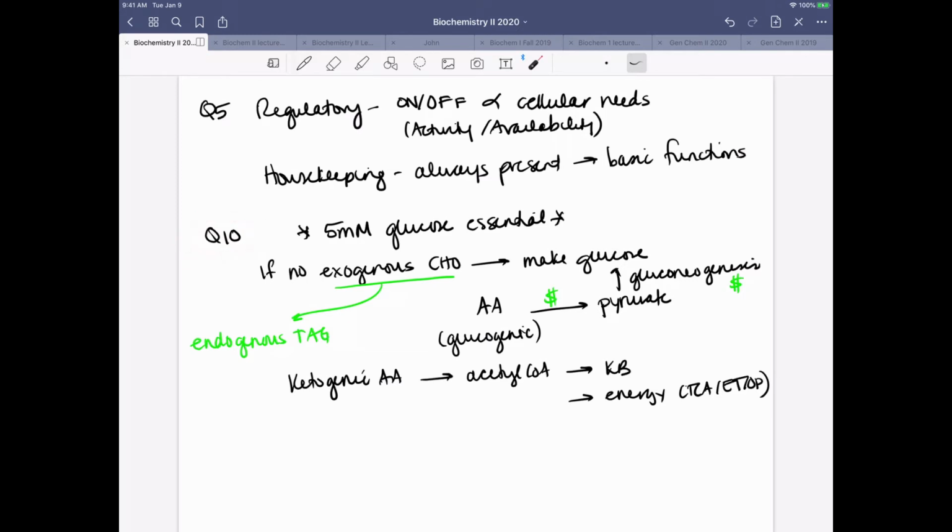And then again, another homework question reminding us about the importance of maintaining 5 millimolar glucose, and then thinking about glucogenic amino acids being the only ones that we can really use to make glucose and help with that situation. And again, that's because amino acids that are glucogenic can be made into pyruvate, which then via gluconeogenesis can be made into glucose, right? Both of these processes require some energy. So again, we can use endogenous triglycerides to help with that cost.